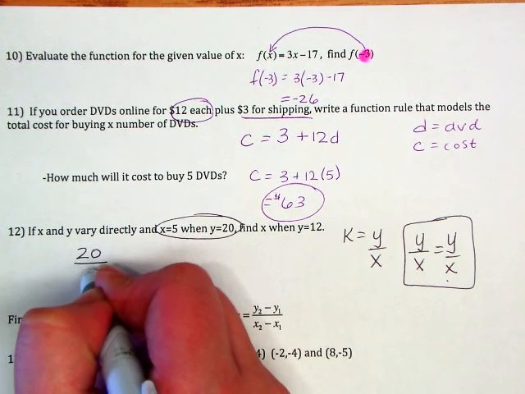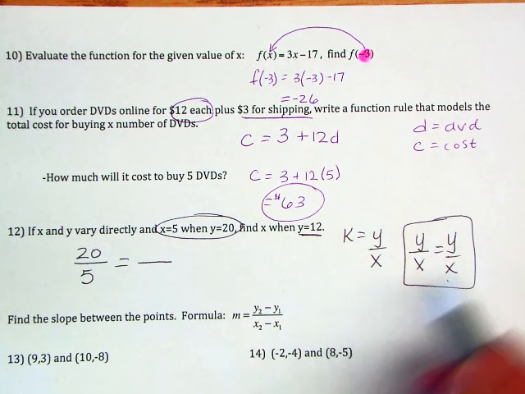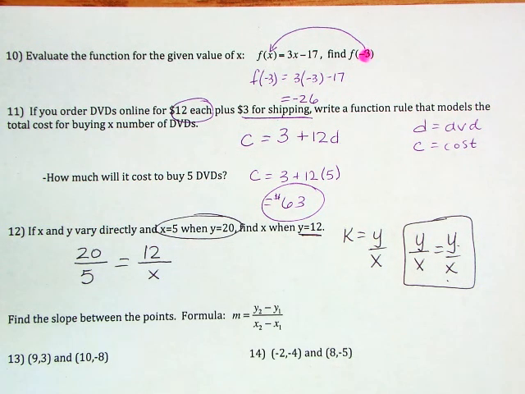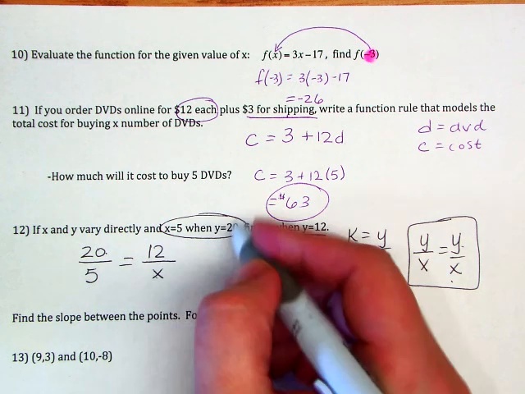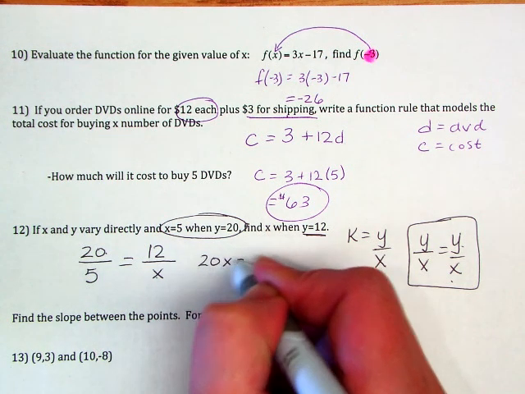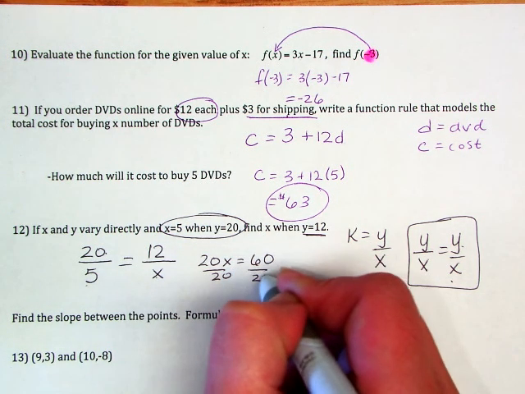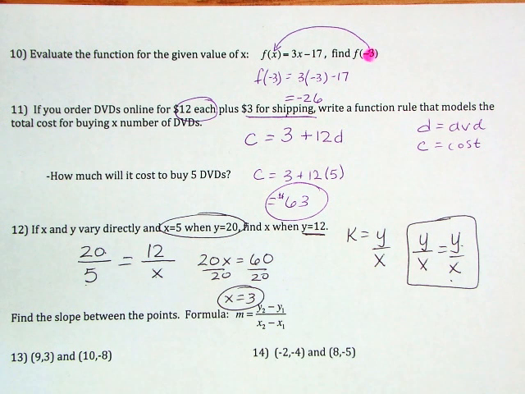So 20 over 5 is equal to, notice I was given y, and we're going to call this x. We then cross multiply. 20 times x is 20x. 5 times 20 is 60. Solve. And we find our answer to be 3.